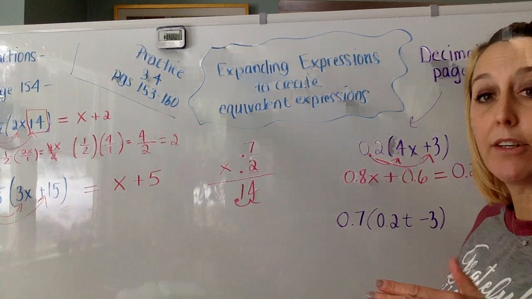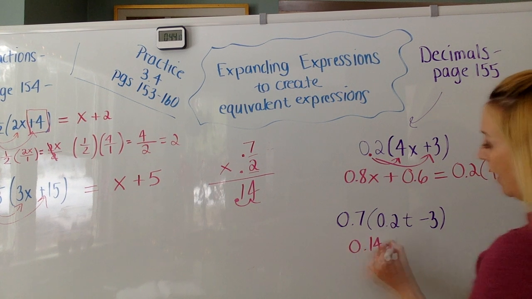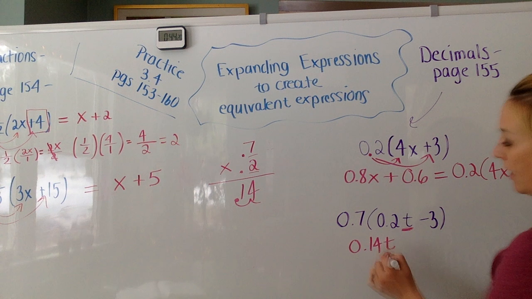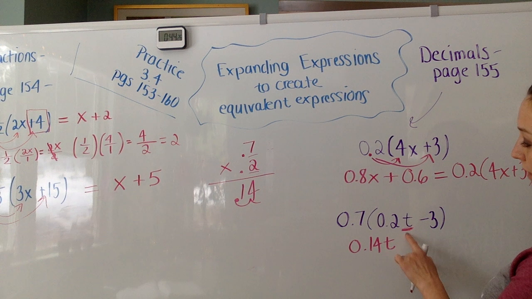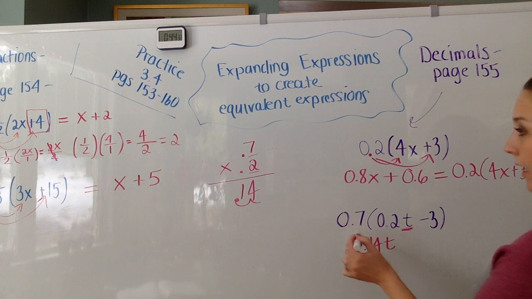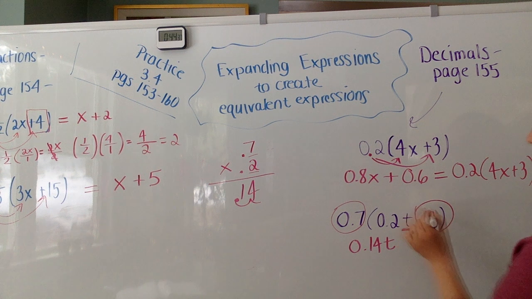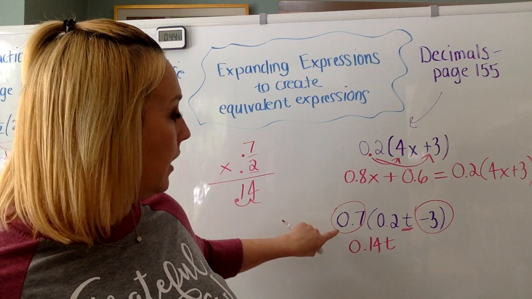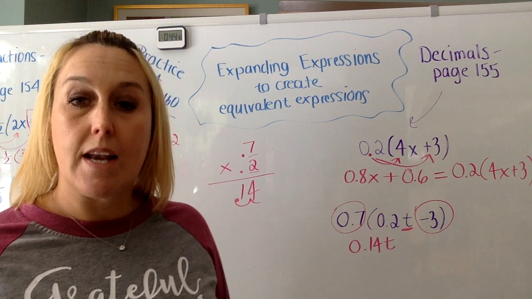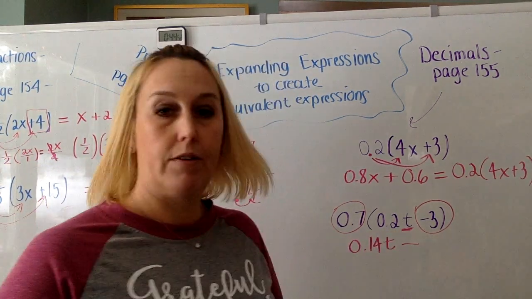14/100. But I don't just have 14/100 on its own. Remember, this 2/10 has a variable t, so it's 14/100 t. I can't forget that variable because that's really, really important. That t is going to represent another value. Now I'm saying to myself, all right, I've got a positive 7/10 and I'm going to multiply it by a negative 3. So remember how I remind you that I like to write in my symbols? A positive times a negative means that my answer is going to be negative.